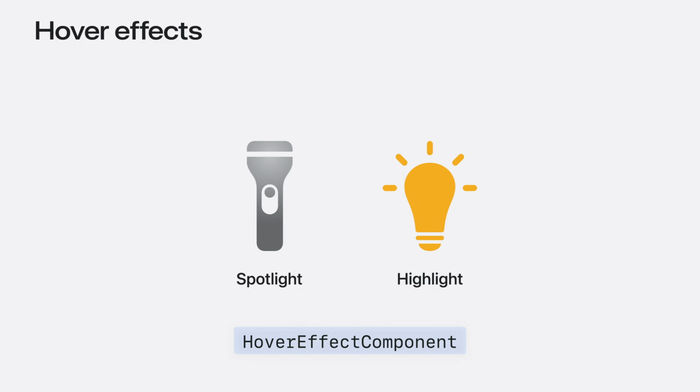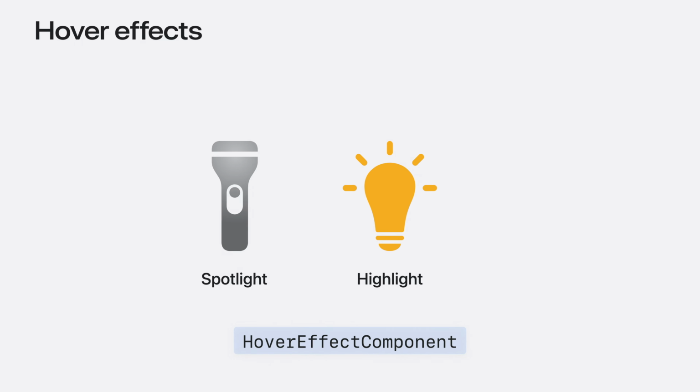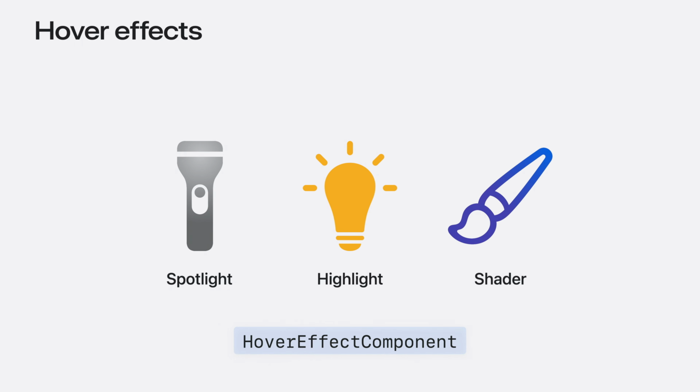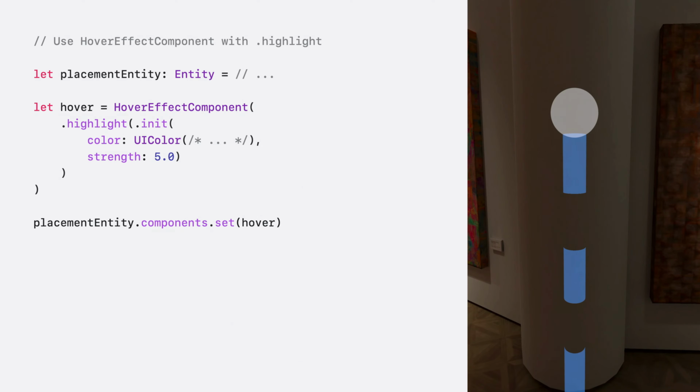The highlight effect applies a uniform highlight color to an entity. And now, you can use hover effect component with shader graph shaders. Shader-backed hover effects are incredibly flexible, so you can control exactly how your entities look on hover. The blue highlight on the handle is possible thanks to the highlight hover effect. To use the highlight effect, initialize your hover effect component with .highlight and provide the highlight color. You can also change the strength value to increase the vibrancy of the highlight.